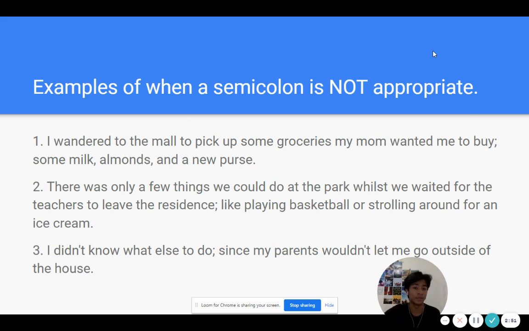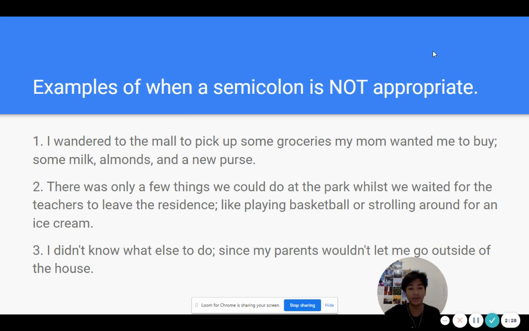The first one: I wandered to the mall to pick up some groceries my mom wanted me to buy; some milk, almonds, and a new purse. There was only a few things we could do at the park whilst we waited for the teachers to leave the residence; like playing basketball or strolling around for an ice cream. I didn't know what else to do; since my parents wouldn't let me go outside of the house.